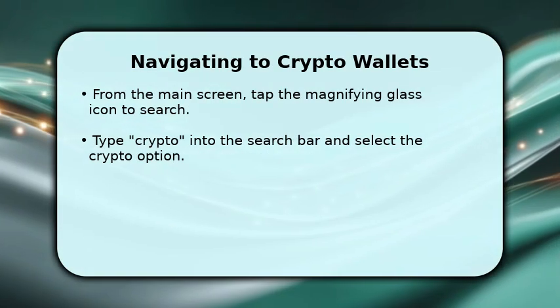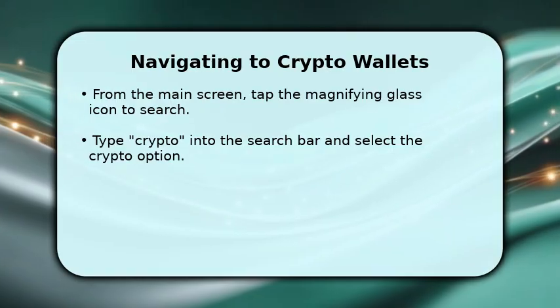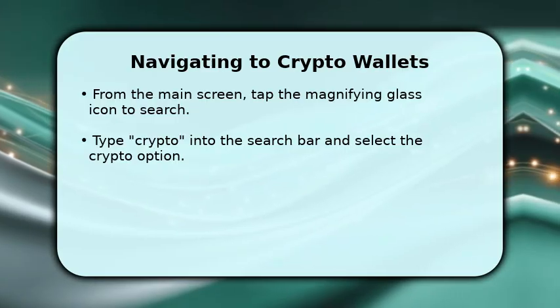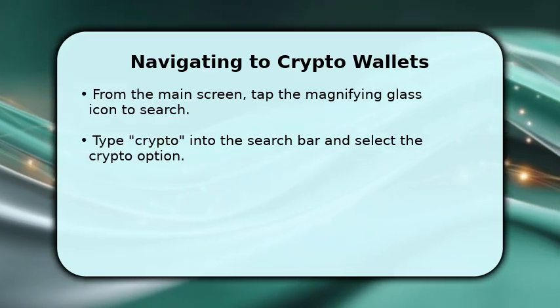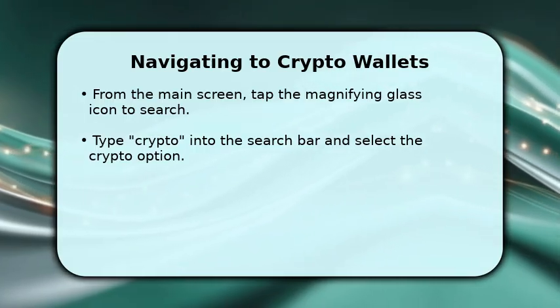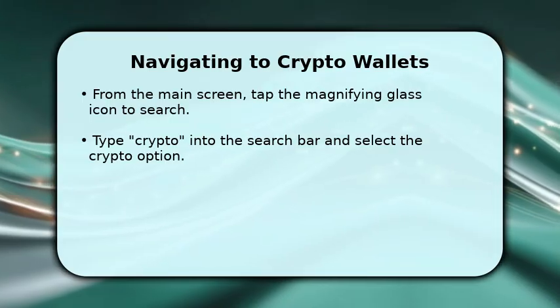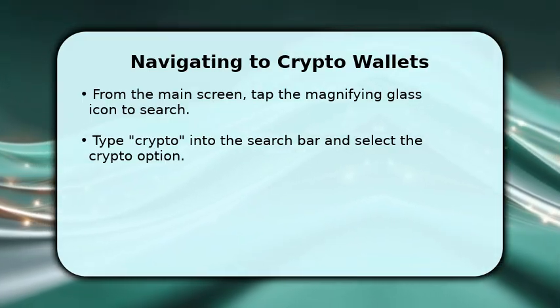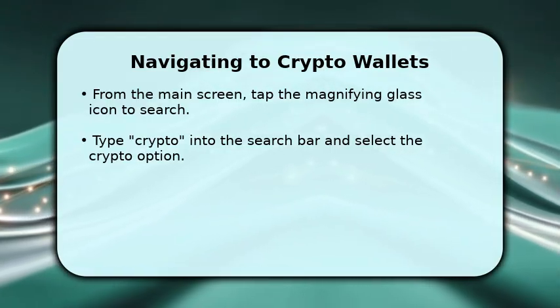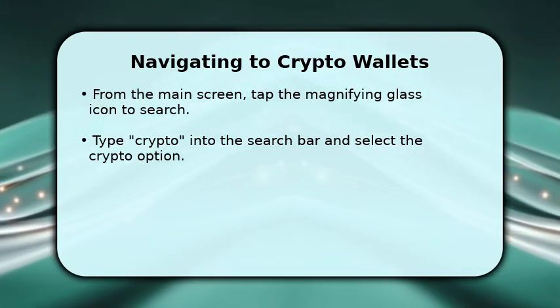After opening the Robinhood app, look for the magnifying glass icon, usually found at the bottom of your screen. Tap on this icon to open the search bar. Next, type crypto into the search field. A list of options will appear. Select the one that leads you to your cryptocurrency portfolio. This action will take you to the overview of your digital assets.